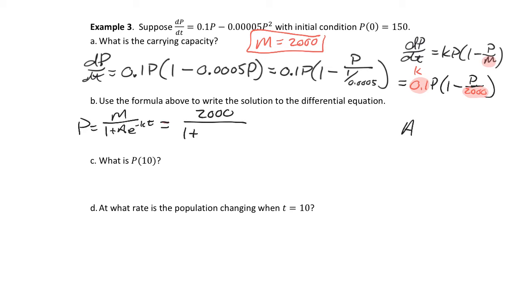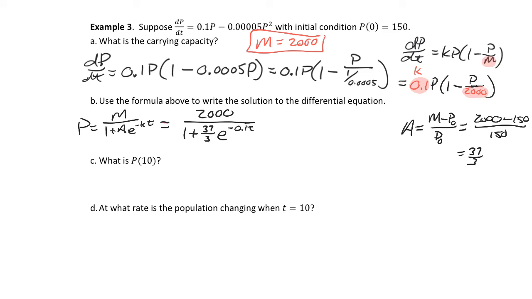A was the ratio of how far we have to get to the carrying capacity from our current position, the initial value, divided by our initial value. So in our case, that's 2,000 minus, we are currently sitting at 150, and we're going to divide that by 150, which is equal to 37 over 3. I'll keep it a fraction. I can handle the fractions. 37 thirds e to the negative k. K is 0.1, negative 0.1 t.